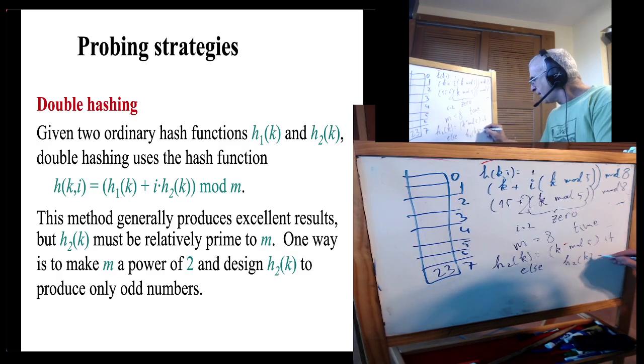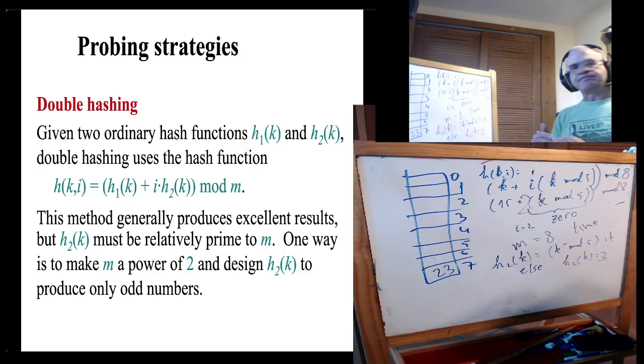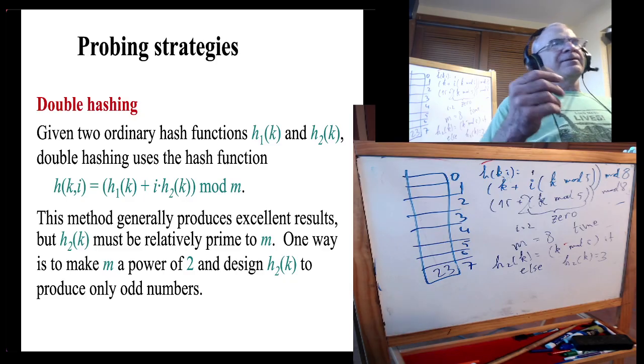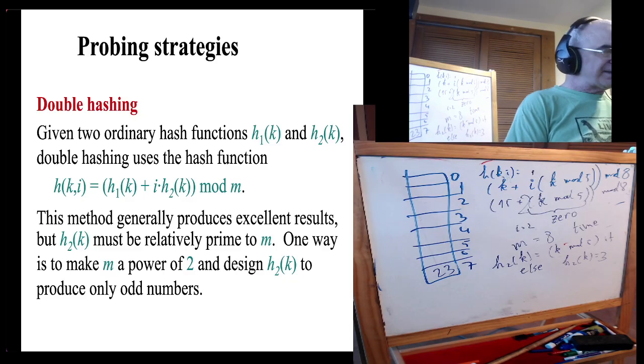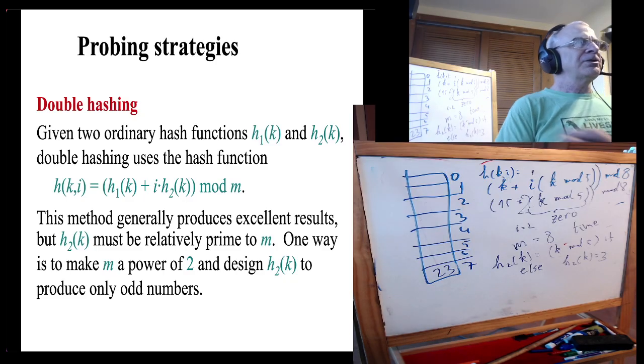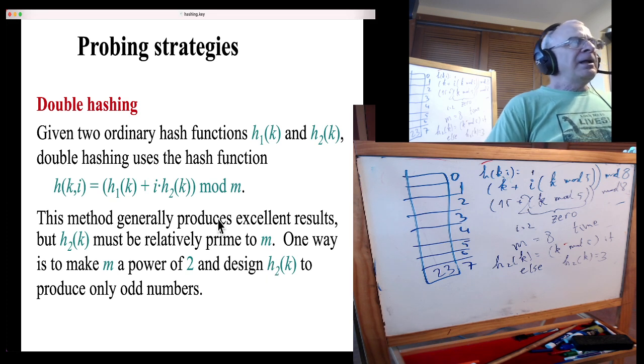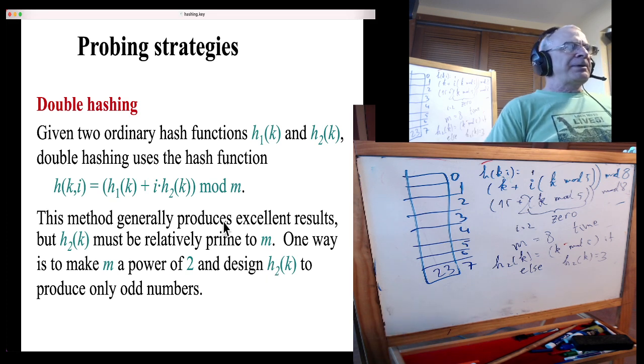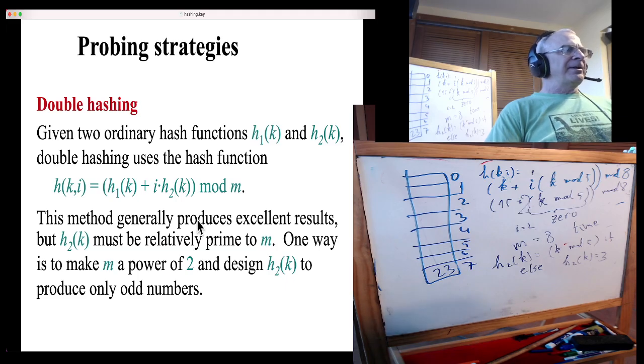Else, h2 of k will be 3. Why? Because 3 is different than 0, so I don't want to pick 0. Did I solve the problem completely? Still not there. Because what happens if the table is a factor of 2? The table is of size 8, and h2 of k is 2. What happens in this case?